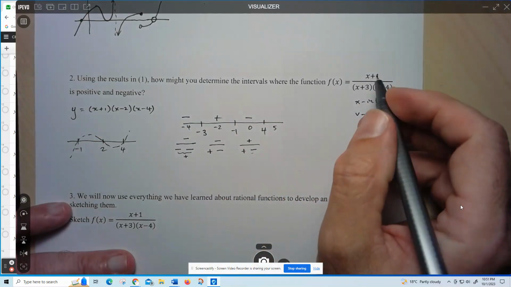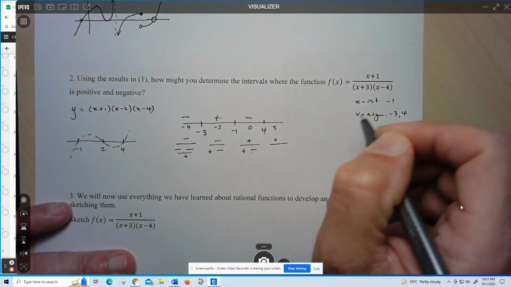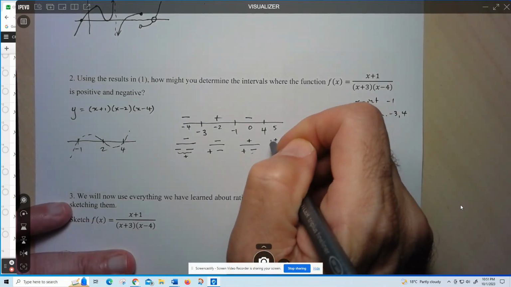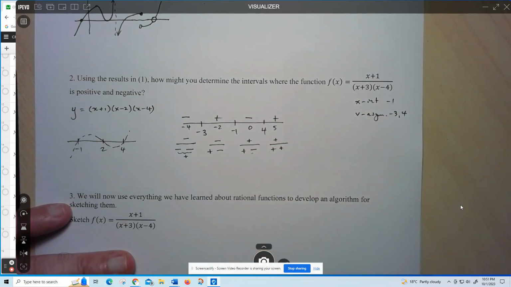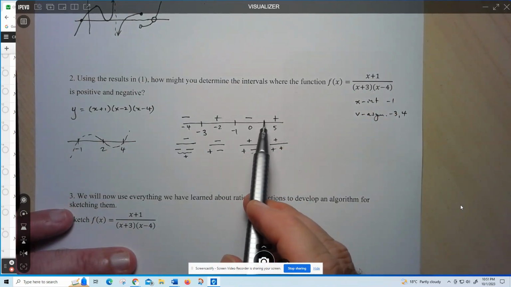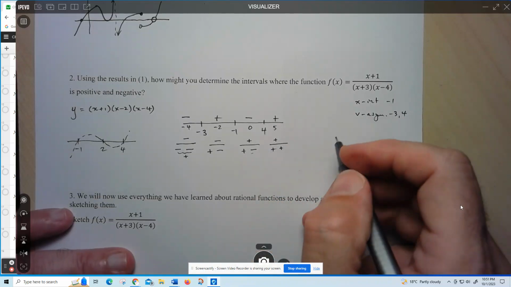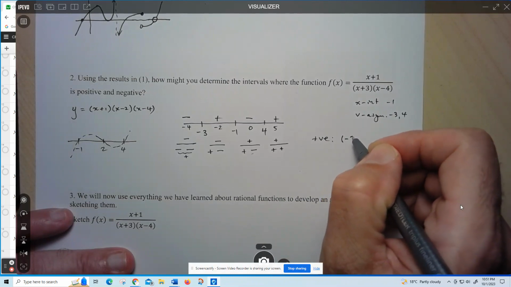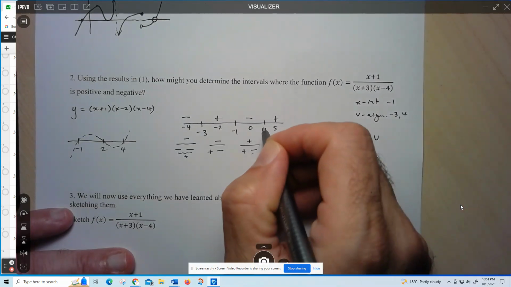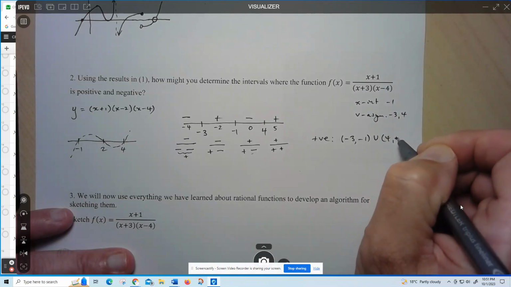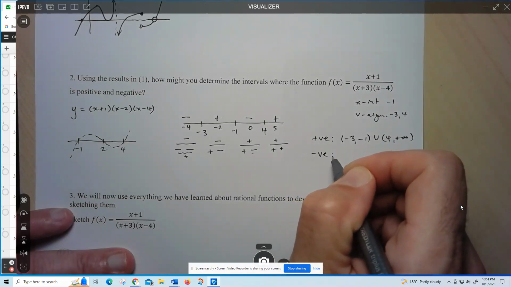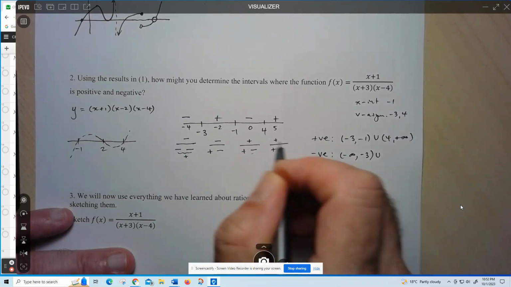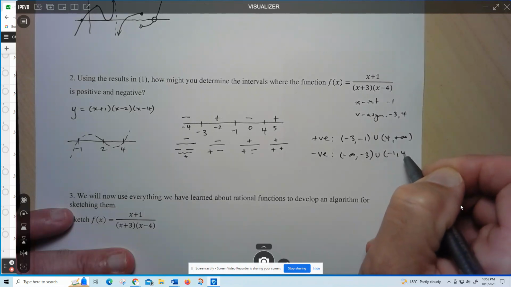Lastly, let's pick 5. 5 plus 1 is positive. 5 plus 3 is positive. 5 minus 4 is positive. So I'm dividing a positive by a positive. It means it's positive in this whole interval. So where's the function positive? It looks like it's positive from negative 3 to negative 1, and then from 4 to positive infinity. And where's it negative? It's negative from negative infinity to negative 3, and then from negative 1 to 4.